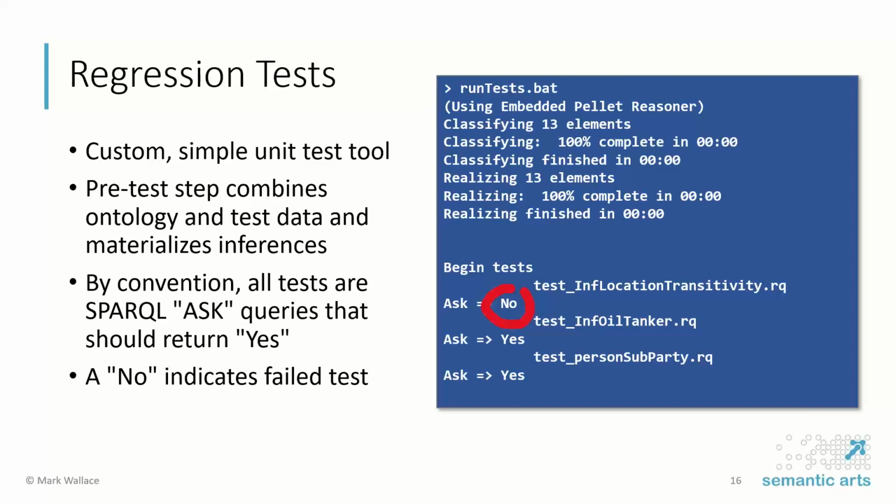In this case, as I mentioned a little bit earlier, Dave, I'm just using a SPARQL ASK query, and the idea is that the convention is everything in the directory that's named test should run against the combined data and ontology with inference, and should always return a yes. So a no indicates a failed test.